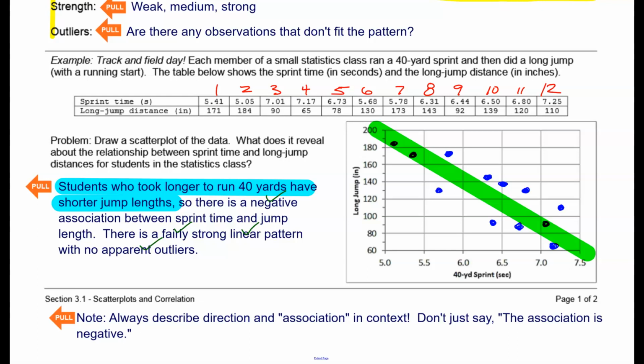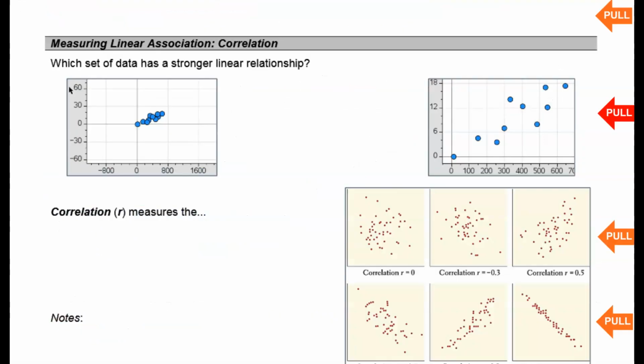All right, folks, we are done with the first page of our notes in section 3.1. So let's jump into page 2 now. Okay, so now we're going to get into the details of how we measure linear association, and that is a word called correlation.